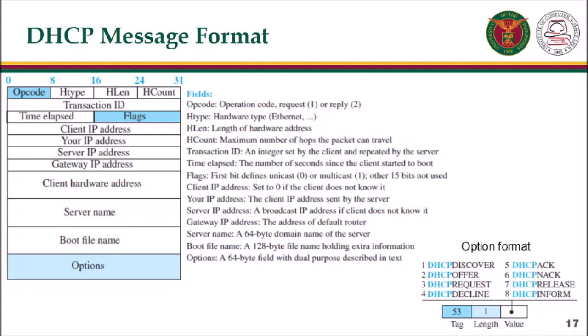An option is composed of three fields: a 1-byte tag field, a 1-byte length field, and a variable length value field. There are several tag fields that are mostly used by vendors. If the tag field is 53, the value field defines one of the 8 message types shown in the lower right.